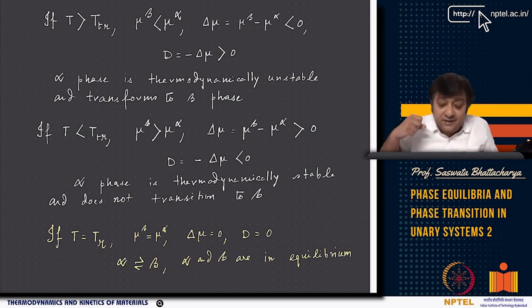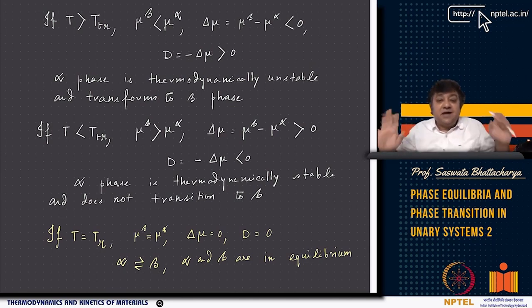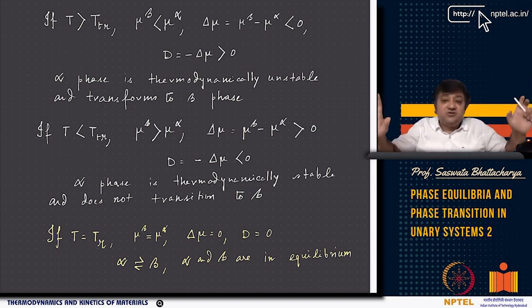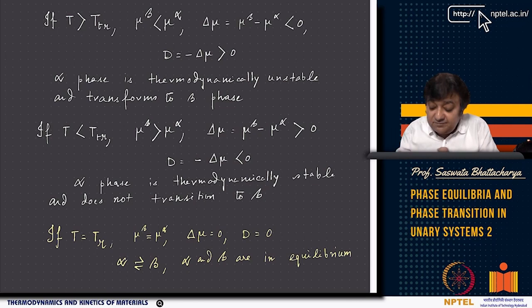However, it is possible to do some work on the system, some chemical work or mechanical work on the system, so that the alpha phase, which is a thermodynamically stable phase, transforms to a beta phase, right? In general, without any external force, without any external stress, this type of transition will never occur spontaneously, right? Without external stress, the transition does not occur, that means it is not a spontaneous or a natural transition. A natural transition is the one which does not require any external push.